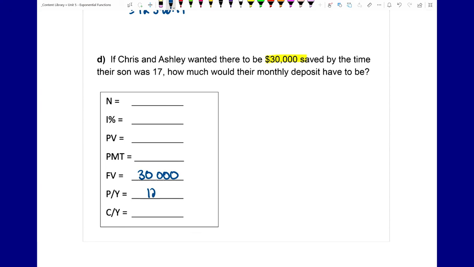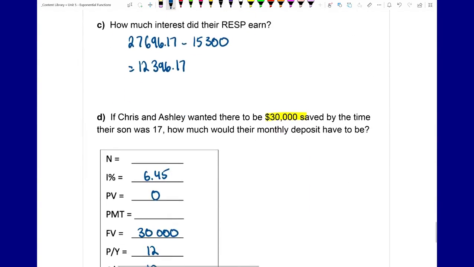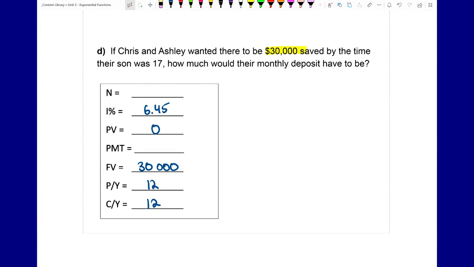Nothing else is changing. The payments per year is still 12. The compounding periods per year is still 12. The present value is 0. It's still going to be 6.45% interest, I believe. Yep, 6.45% interest. And because their son is going to be 17, it's 204 total payments, or that's the length of the term, 204 months, however you want to describe it. Now, because the question is asking how much their monthly deposit would have to be, we're leaving the payment part blank.